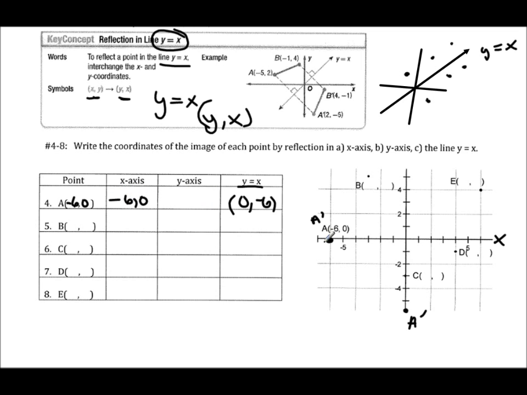But to flip it over the y-axis, so here's my y-axis, I have to figure out how far away A is from the y-axis. It's 1, 2, 3, 4, 5, 6 units away from the y-axis. So now I have to flip it over the y-axis by going to the right 1, 2, 3, 4, 5, 6 units. So this is where A prime would be, flipped over the y-axis, and that's 6, 0.